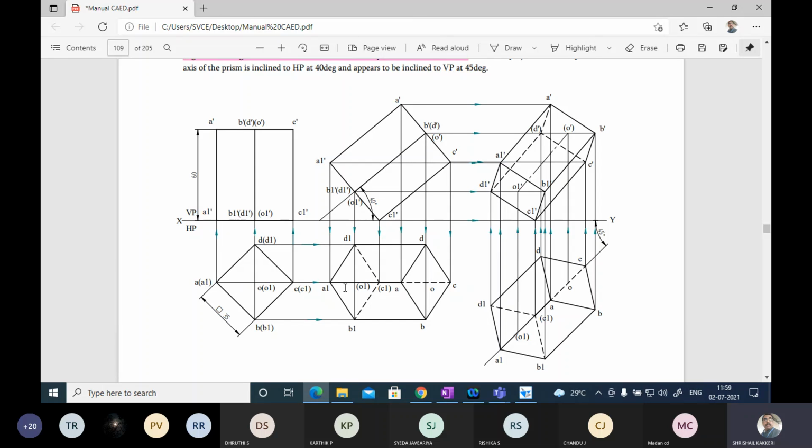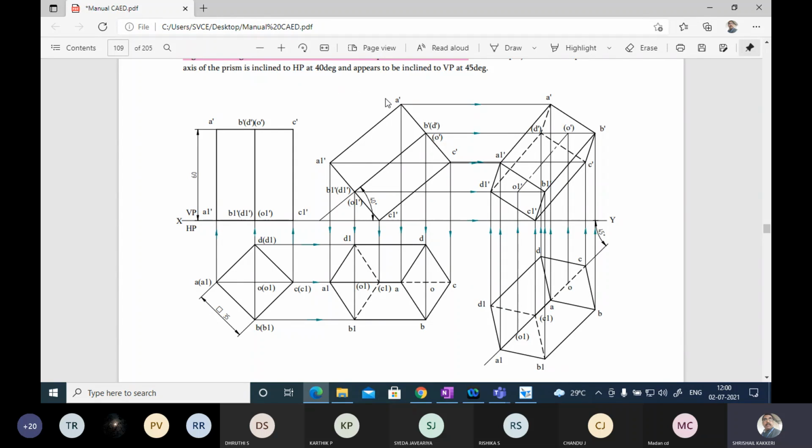Then from base point A, from base point B, from base point C, and base point D, similarly you extend from the top portion also, A to A, B to B, C to C, D to D. Like this I have completed, and after this, all the border lines you make them dark.